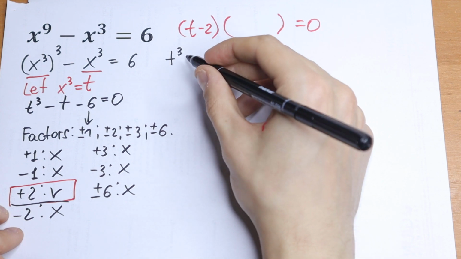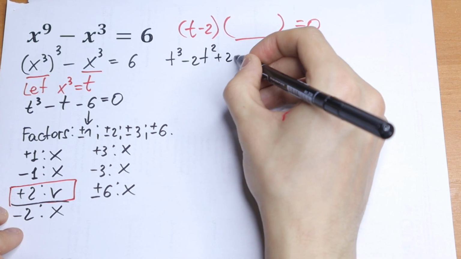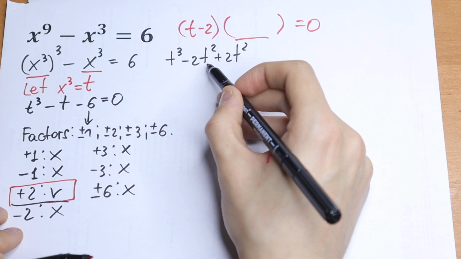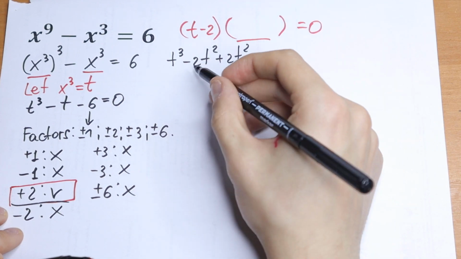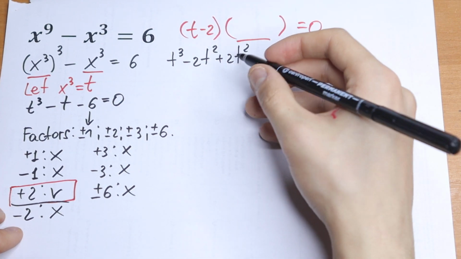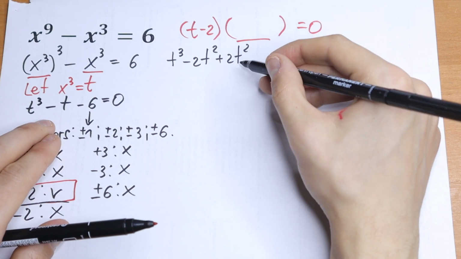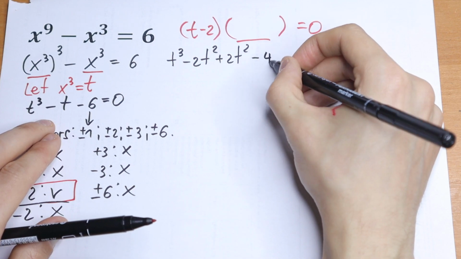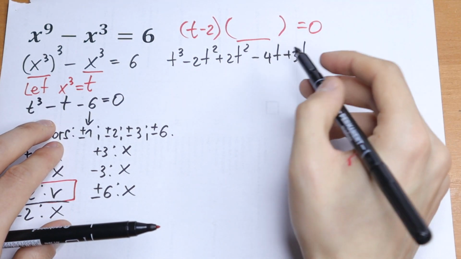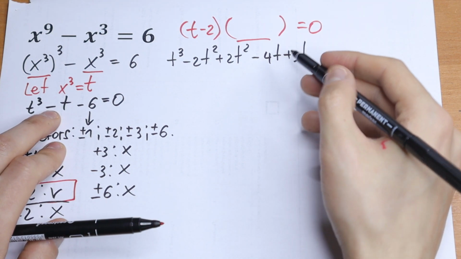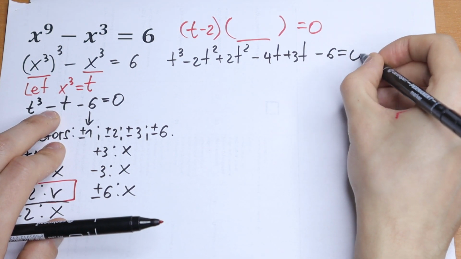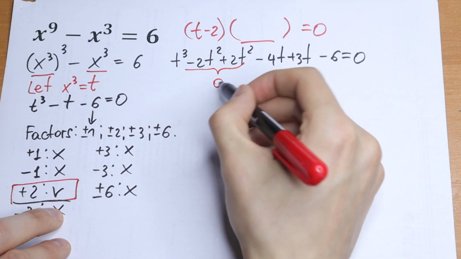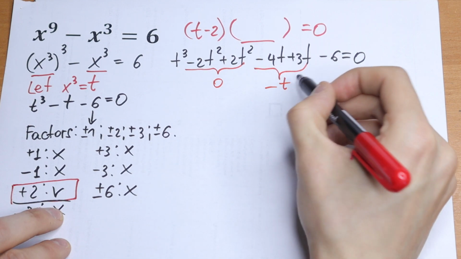We need to write minus 2t squared and plus 2t squared. This will be equal to 0, but then we can factor out t squared from here, and we will have t minus 2. This changes nothing. What we're going to do next: we have minus t, but we need t minus 2 to factor out. So right here we need to write minus 4t and plus 3t. Of course, this will be equal to minus t, nothing changes, and minus 6 equals 0.